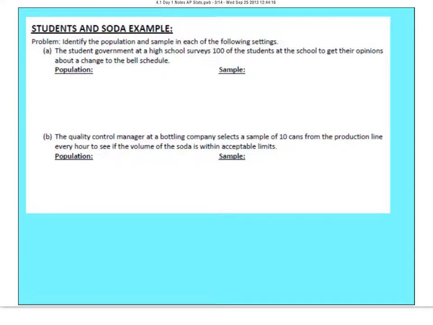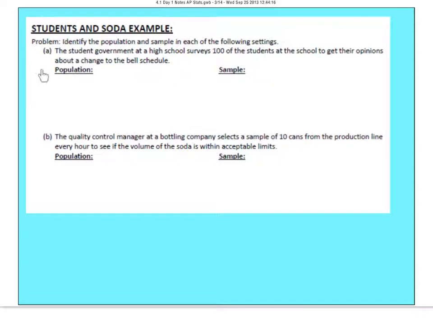Because of that, it's very important we practice defining who is the population and what is the sample of a scenario. Here's our first one. The student government at a high school surveys 100 of the students at the school to get their opinions about the change to the bell system.